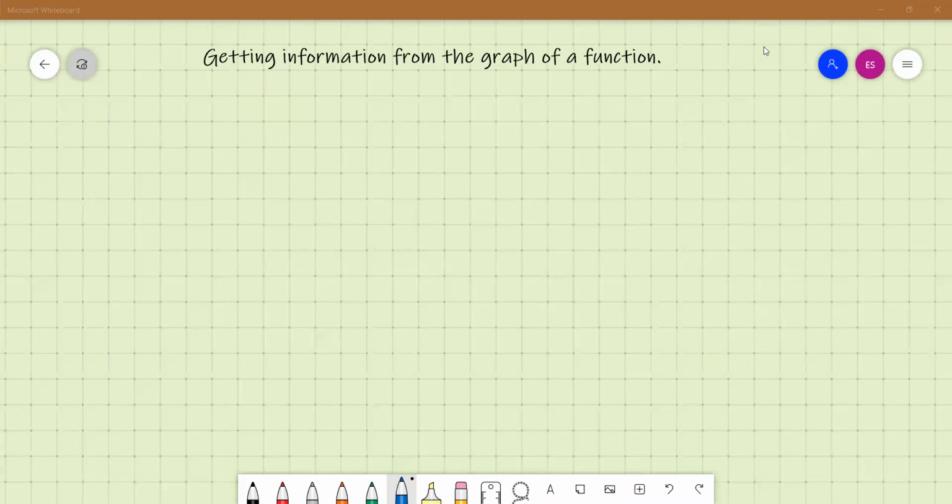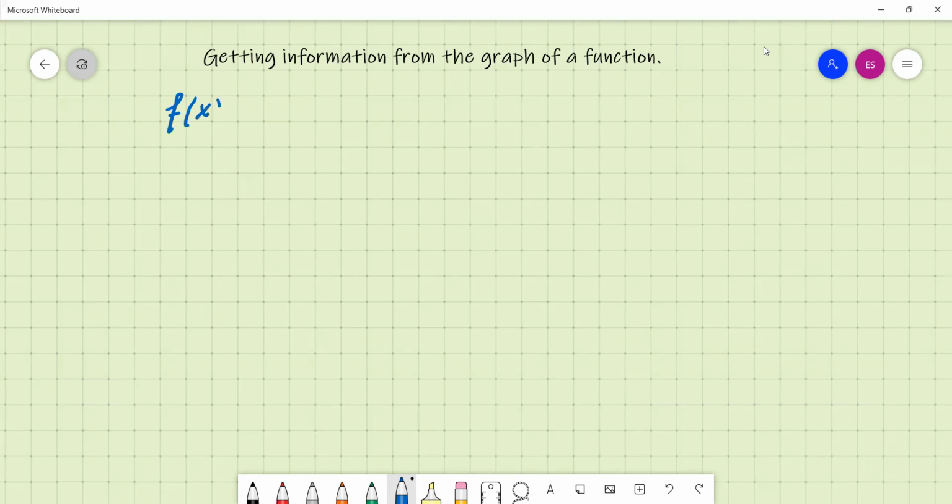Hello, everyone. Today we are going to talk about what information we can extract from a graph of a function. So I'm going to start with drawing a graph, and we're going to talk about what we can see from this graph. The graph of a function I'm going to draw is the graph of f of x equals the square root of 4 minus x squared.